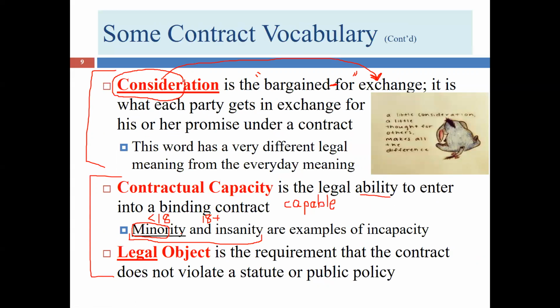I will invariably have a student at some point who thinks, when I say something like, you can't be in your minority and enter into a contract, they will think, oh, that's racist. I can be a minority and enter into a contract. Well, of course, you can be a member of any ethnic group and enter into a contract, but you can't enter into a contract until you're 18. So when you are in your minority, you lack contractual capacity. We'll talk more about this topic in a later chapter.